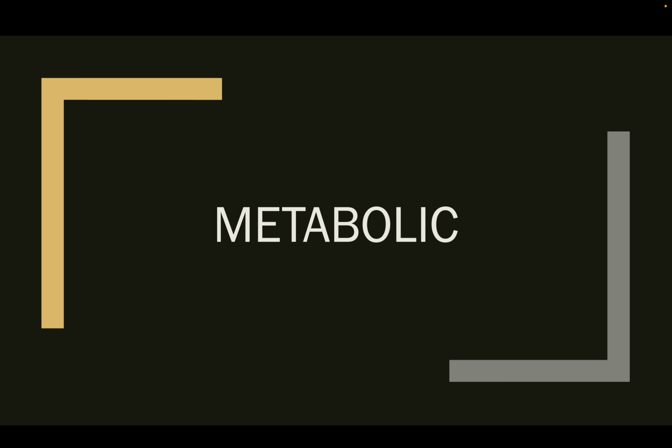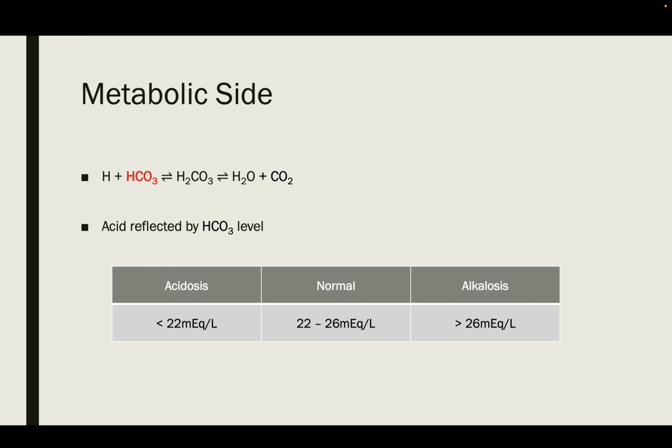Now let's jump over to the metabolic side. And with that, now we're on the left-hand side of our formula with that HCO3, the bicarbonate, which is mediated by our kidneys. And so we can reflect that acid by our HCO3, our bicarbonate level. Normal levels, it'll depend book to book and physician to physician that you talk to, but generally our normal range is going to be 22 to 26. Anything lower than 22 is going to be an acidotic state. Anything higher than 26 is going to be an alkalotic state.